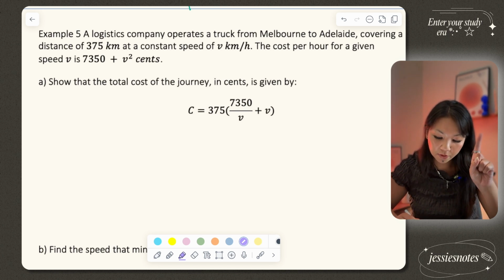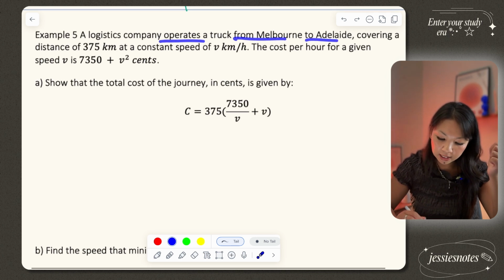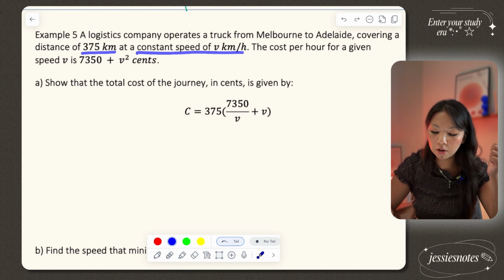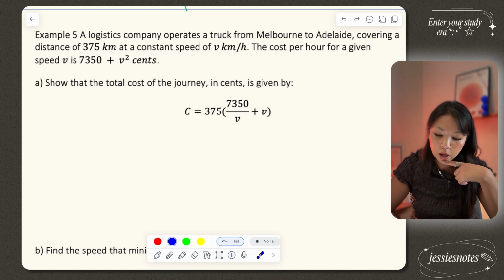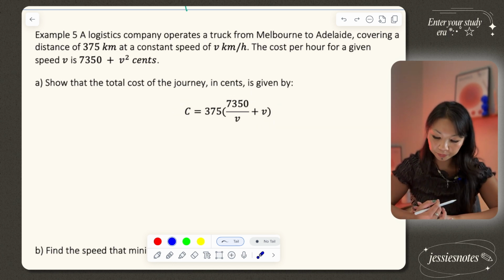All right, so for example 5, a logistics company operates a truck from Melbourne to Adelaide covering a distance of 375 kilometers at a constant speed of v kilometers per hour. The cost per hour for a given speed v is 7,350 plus v squared cents. Show that the total cost of the journey in cents is given by the following.